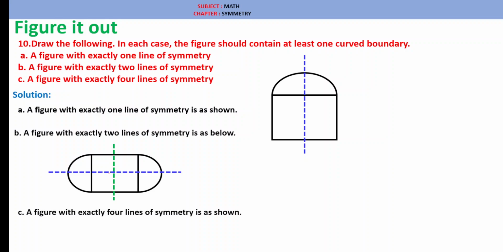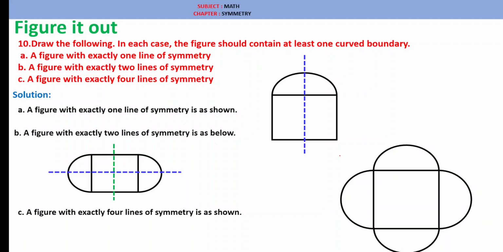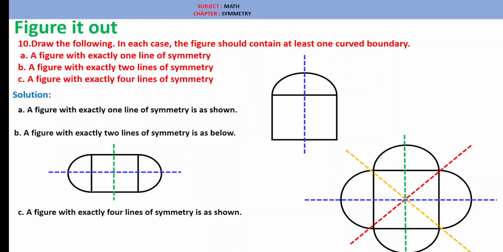Next, subsection C, a figure with four lines of symmetry, with four curved lines. See here, these four curves, and the lines of symmetry are the first line, second line, third line, and fourth line. So it has four lines of symmetry.